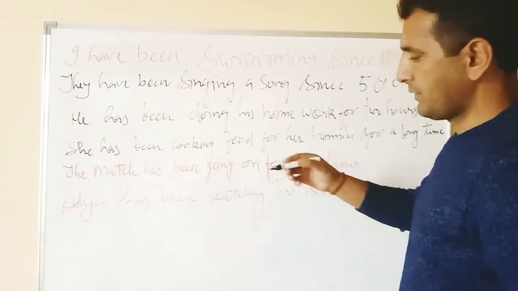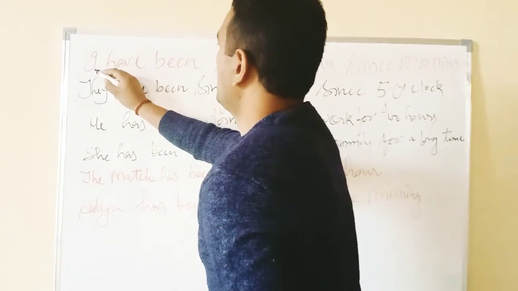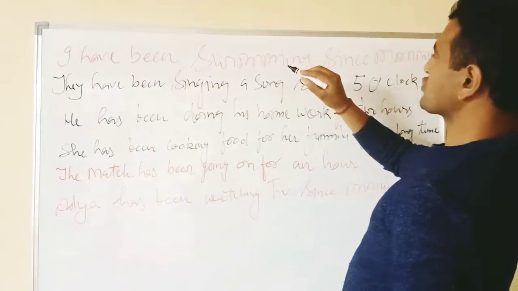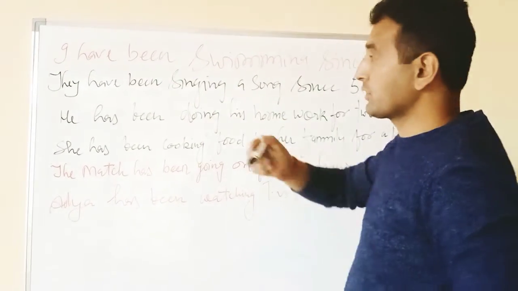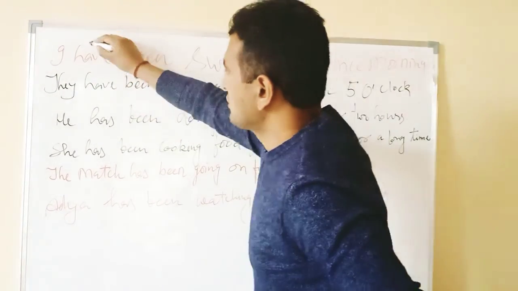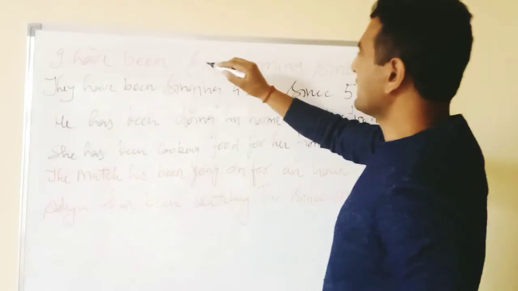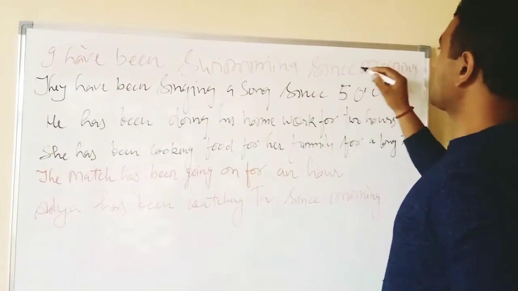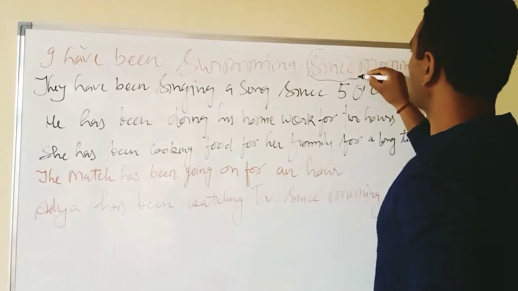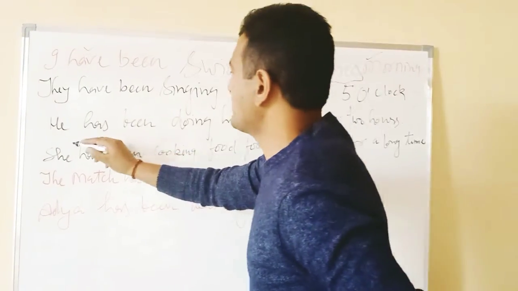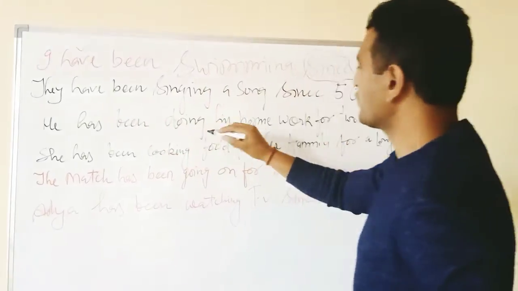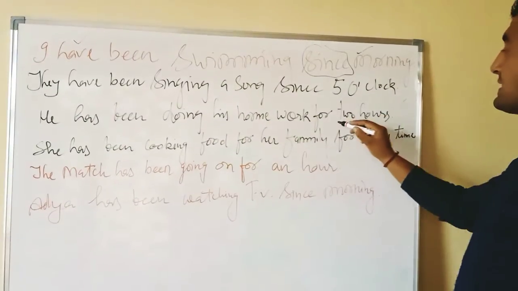Yes, now here's some example. I have been swimming since morning. I have been, मैं I के साथ हमेशा we लगता है. Have been swimming since morning. This is our time because it indicates the point of time. सुबह से, right? He has been doing his homework for 2 hours.